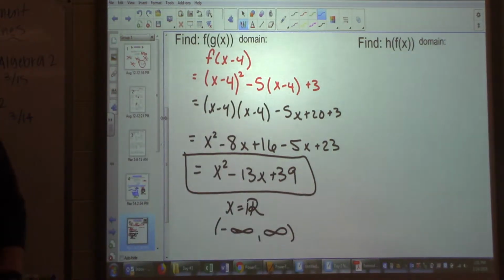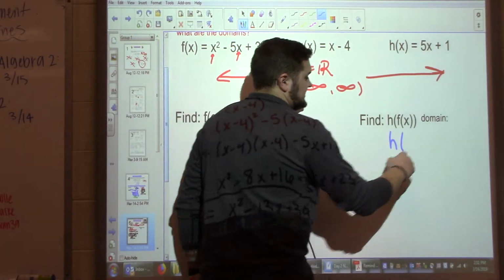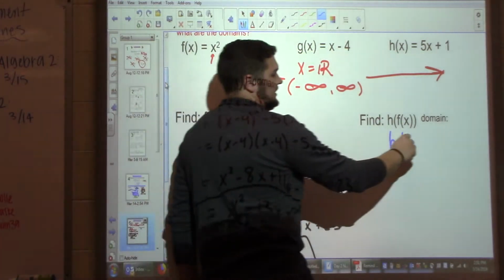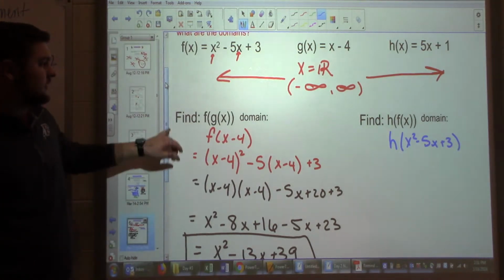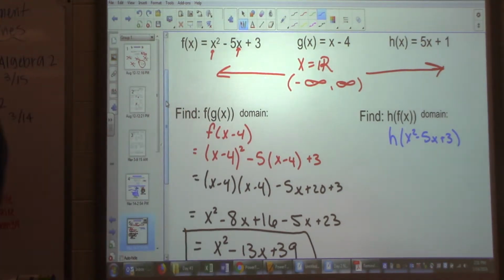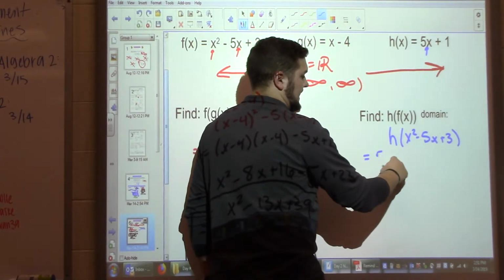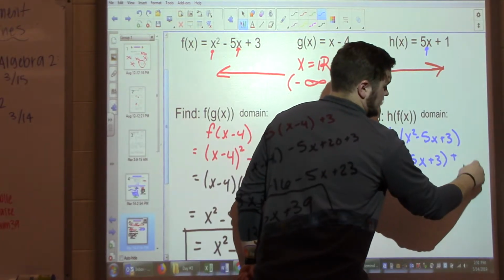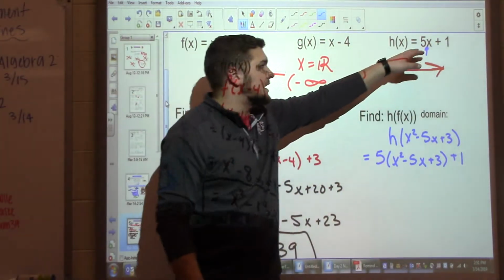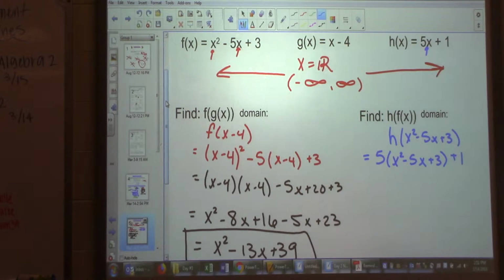Alright, h of f of x. So, f of x. Right? Replace f of x with what it equals or what its result was: x squared minus 5x plus 3. Take that result and throw it into the h function everywhere you see an x. Well, in this case it's just times 5. So, 5 times x squared minus 5x plus 3. At the end I still have plus 1. Right? So instead of 5 times x, now it's 5 times f of x, or x squared minus 5x plus 3, and then plus 1.